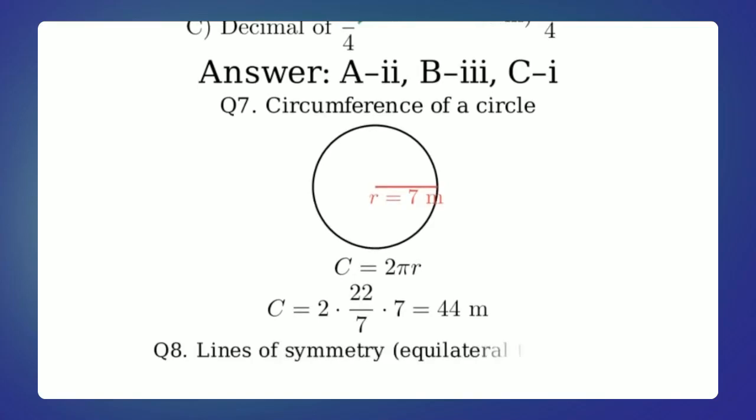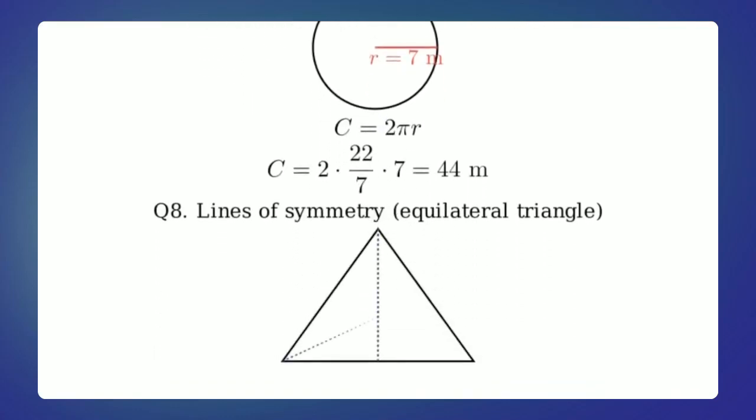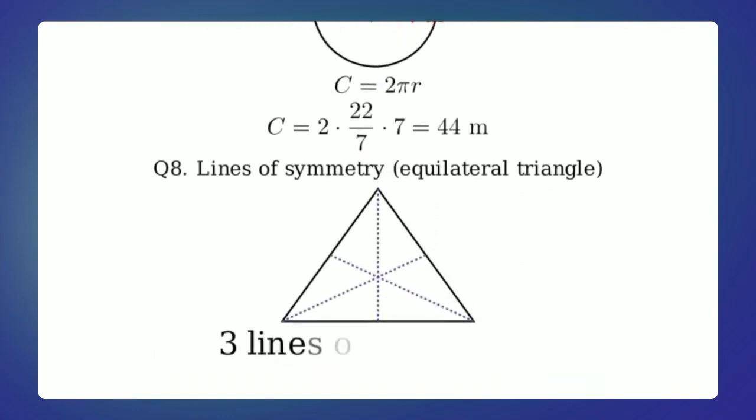Question 8. Draw the lines of symmetry of an equilateral triangle and state how many there are. There are 3 lines of symmetry, each from vertex to the midpoint of the opposite side.